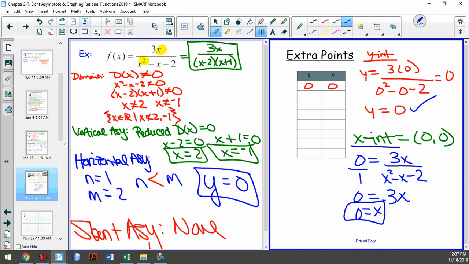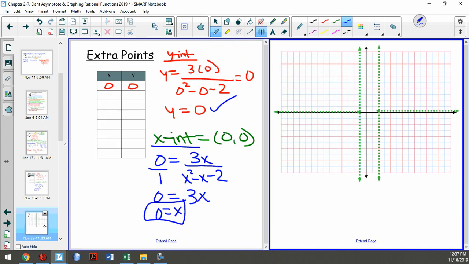Okay. All right. So I found my x-intercept. I found my y-intercept. Okay? So I'm going to come over here and plot that point. I'm going to plot the point 0, 0. There it is. Do we all understand that?